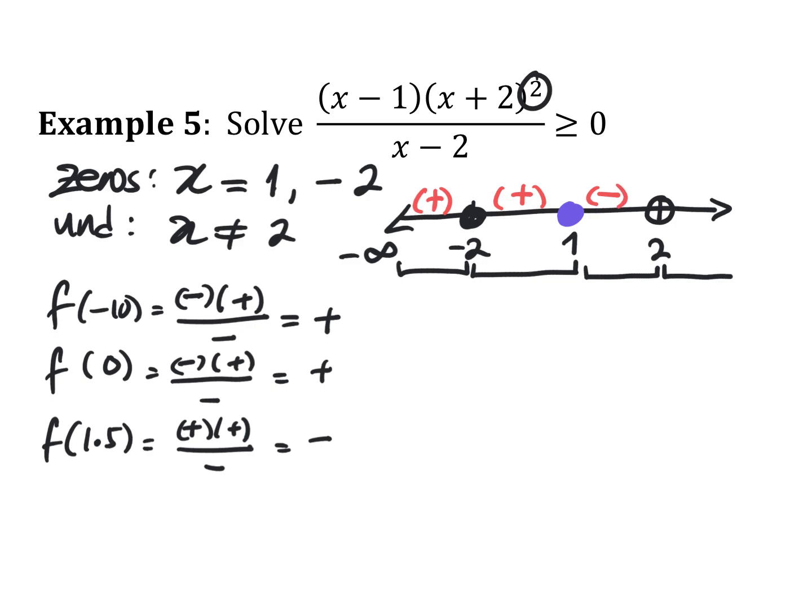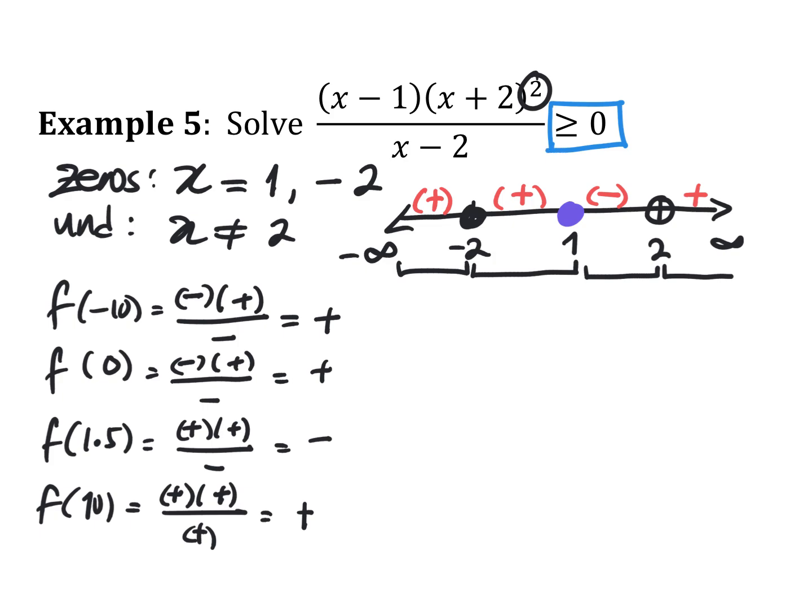So finally, this is going to be 2 to positive infinity, so I'm going to choose 10 again. The value is 10. 10 minus 1 is going to give me a positive. 10 plus 2 is still positive. Then 10 minus 2 is still positive. So for this interval, it's all positive. They are asking us for greater than 0, so greater than 0 is on this positive part and this one.